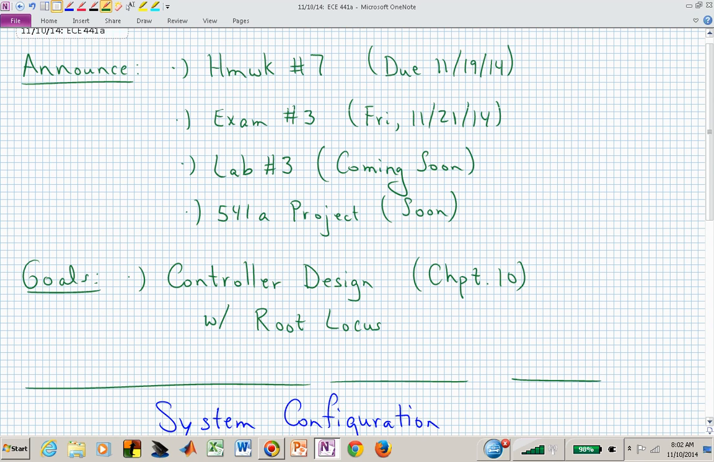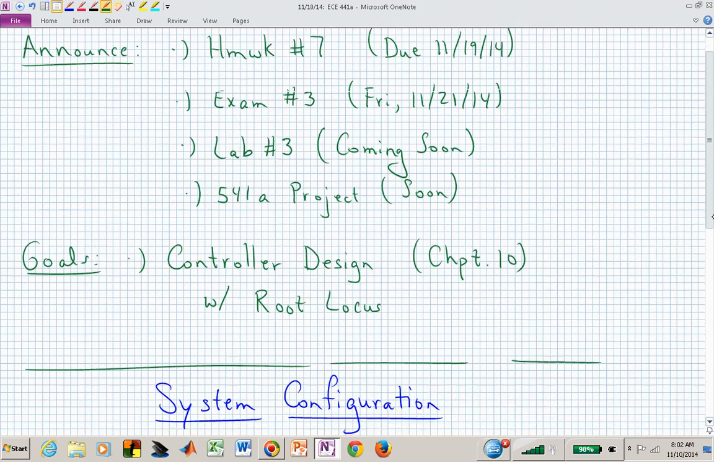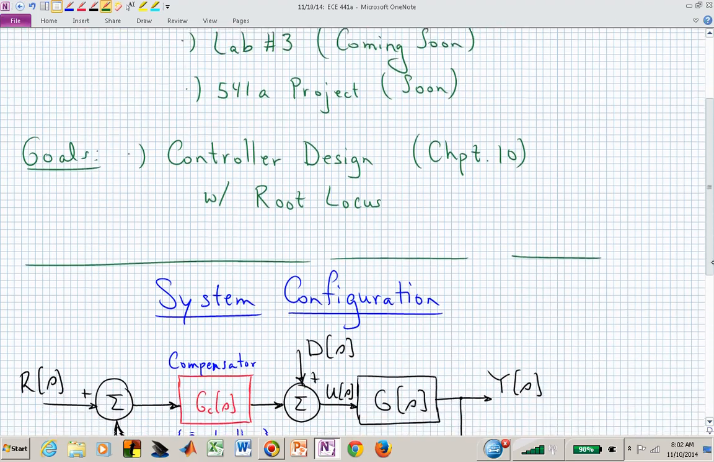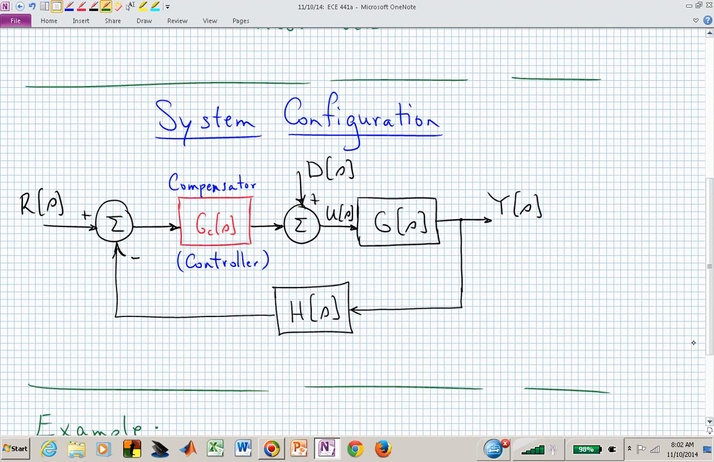If you're in 541A, I hope to get that project posted shortly and we'll move on from there. That will be due near the end of the semester, your project for 541.